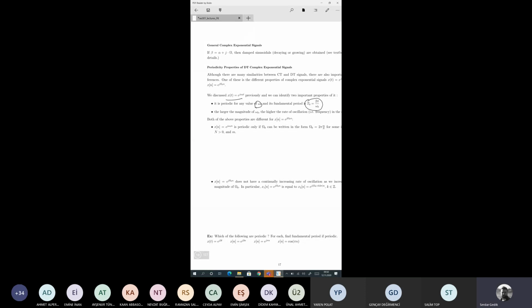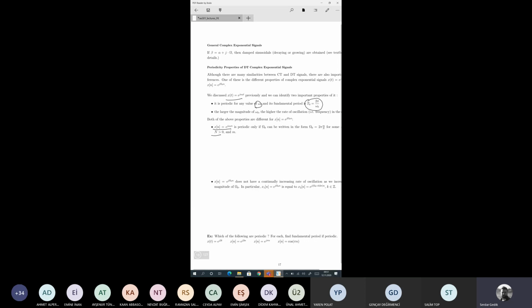If omega 0 is larger in magnitude, then I have a higher rate of oscillation. So the frequency is higher. Well, in the discrete case, the thing is more tricky because what we require is this: n is of course an integer, and we require capital N, the period, to be an integer as well. So x of n, which is e to the power j omega 0 n, is periodic only if omega 0 can be written in the form 2 pi times m over N, and both m and N are integers.